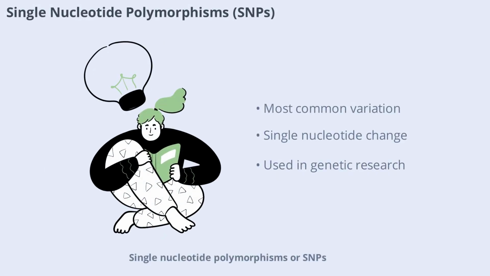Single nucleotide polymorphisms, or SNPs, are the most common type of genetic variation among people. Each SNP represents a difference in a single DNA building block called a nucleotide. SNPs occur throughout the genome and can influence how individuals develop diseases or respond to drugs. Researchers use SNPs to study genetic predispositions and to personalize medical treatments, making them a powerful tool in modern genetics.